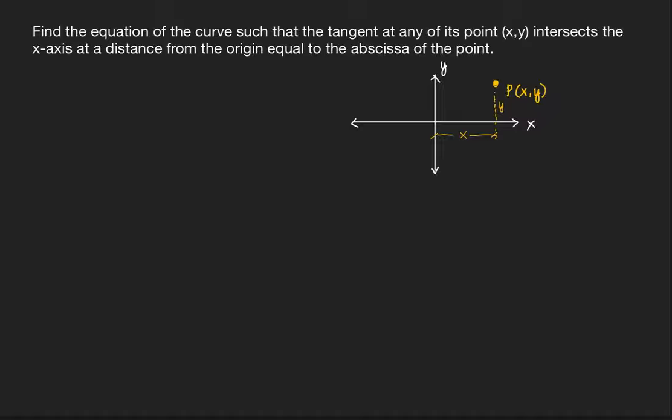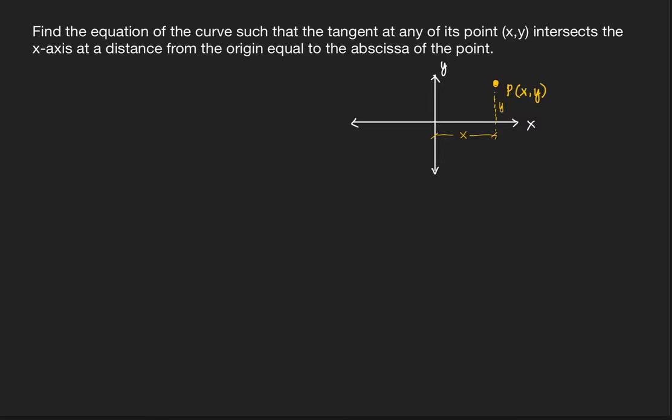But then the problem says that the tangent at any of its point xy, meaning there is a line passing through this point, maybe inclined to the right or inclined to the left. Let's assume this is inclined to the right. At any of its point xy it intersects the x-axis. If this distance is x, the distance of the x-intercept from the origin is also equal to x. So it would be impossible if the x-intercept of the line would be here, because that would be greater than x. It means that it must be here on the other side.